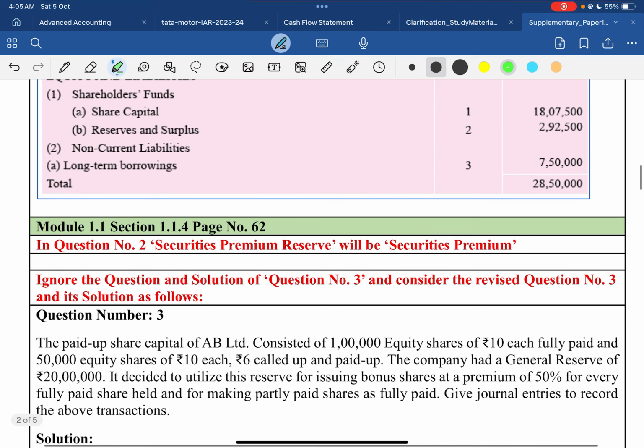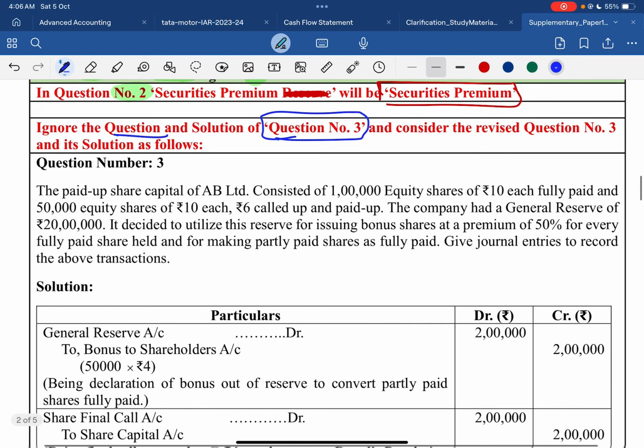Then quickly go to page number 62 in the revised edition, section 1.1.4. Go to question number 2. Instead of writing securities premium reserve, you should only write securities premium. Then ignore the question and solution of question number 3. They have given a new question.